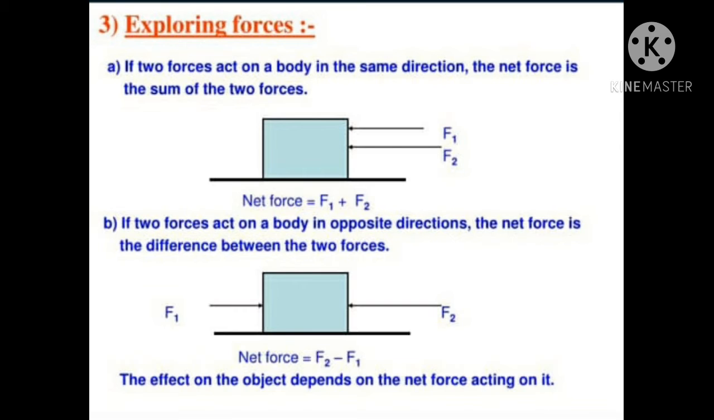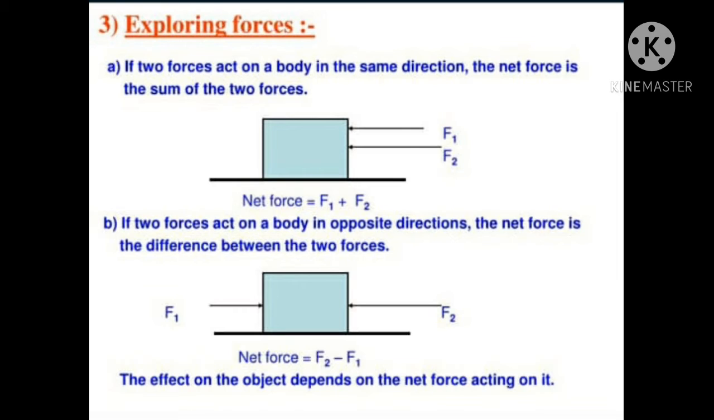Exploring force. If two forces act on a body in the same direction, then the net force is the sum of the two forces. If two forces act on an object in the same direction, then the resultant force is the sum of the two forces. For example, here F1 plus F2 are applied on the same box, then the net force is the sum of the two forces.